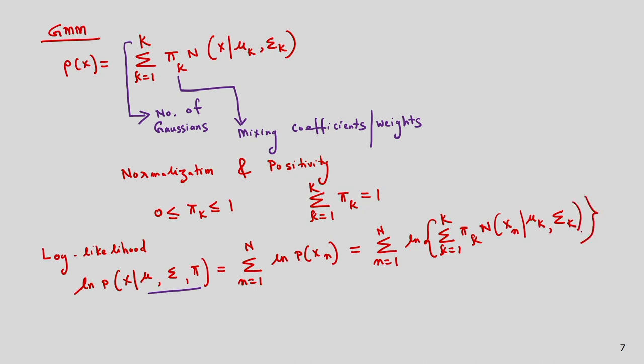So this is the log likelihood. This ML technique I cannot apply in this case because there is no closed form solution. So these parameters can be calculated by considering the EM algorithm. So let us move to the next slide.